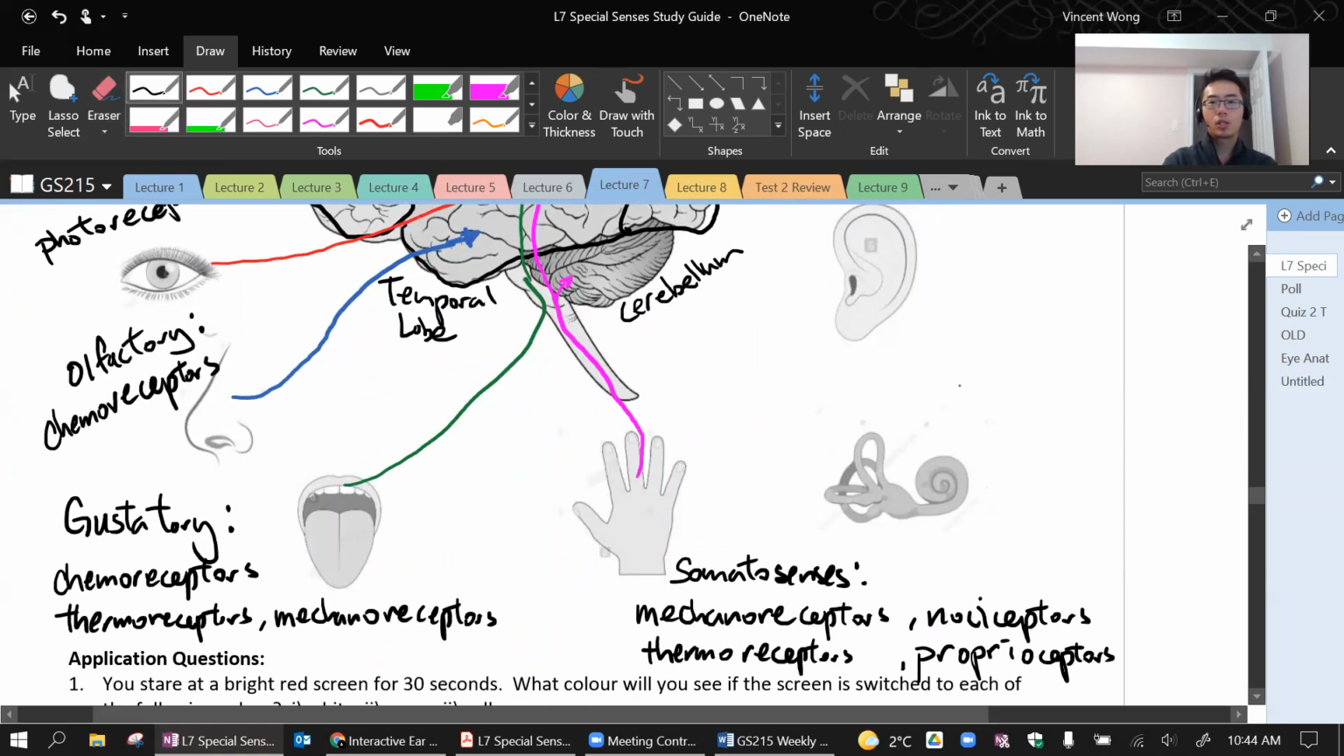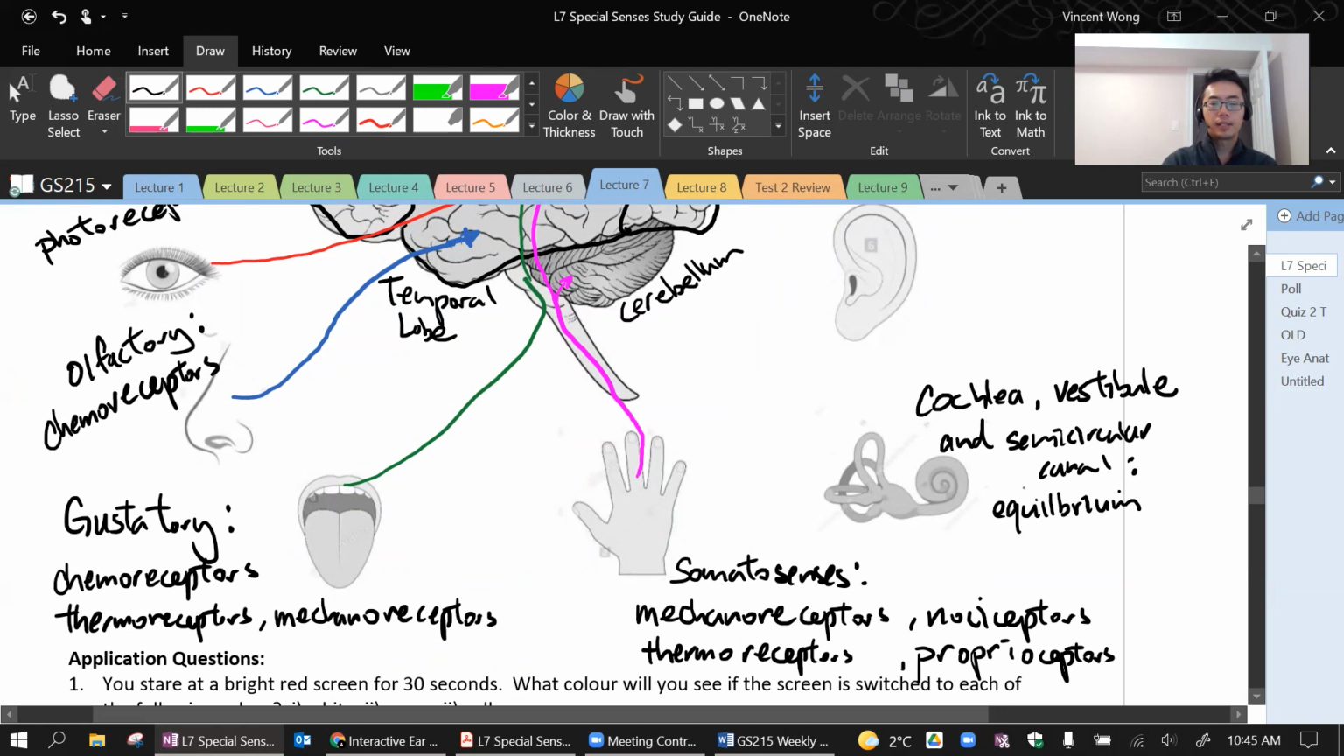This is the cochlea, vestibule, and semicircular canal. Okay, all these things. So together, what do they do? Equilibrium, right? Balance. And to do that, you would need to have mechanoreceptors.